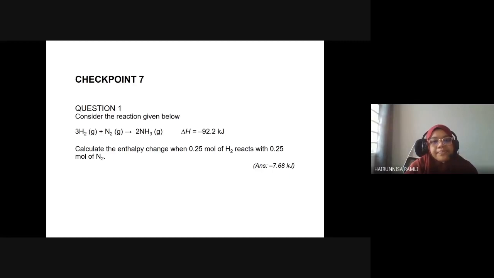One more, try answering this one. 1 minute. Calculation also, try answering. Consider the equation given below. Okay, it gives an equation with the letter H. Calculate the enthalpy change when, again, this is the enthalpy change for 3H2 and 1 and 2. But it wants, if you have 0.25, reacting with 0.25 as well. Okay, try doing it.